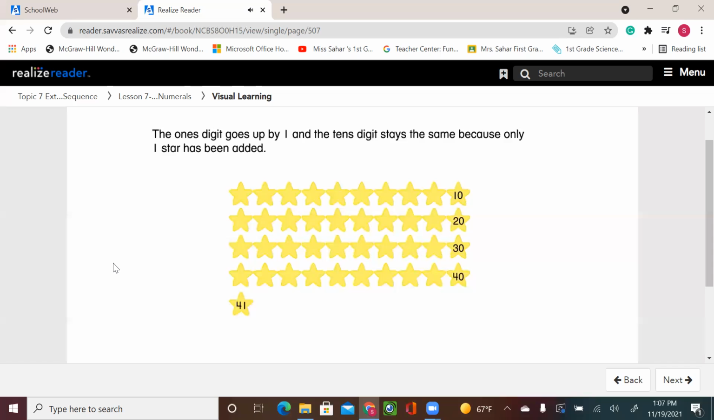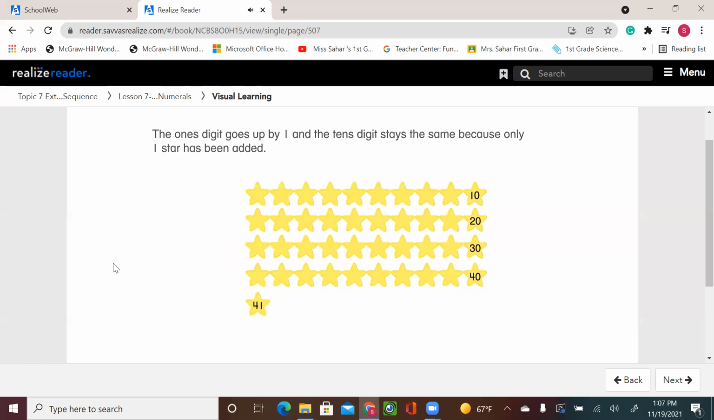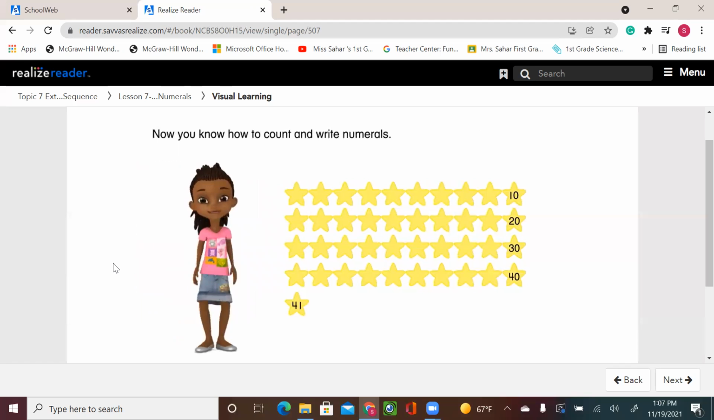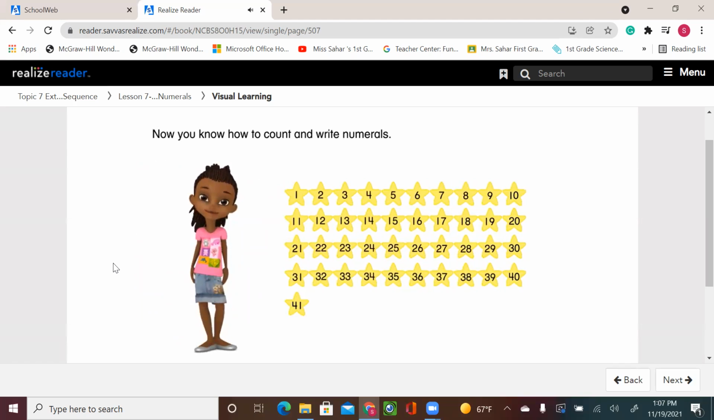The ones digit goes up by 1 and the tens digit stays the same because only one star has been added. Now you know how to count and write numerals.